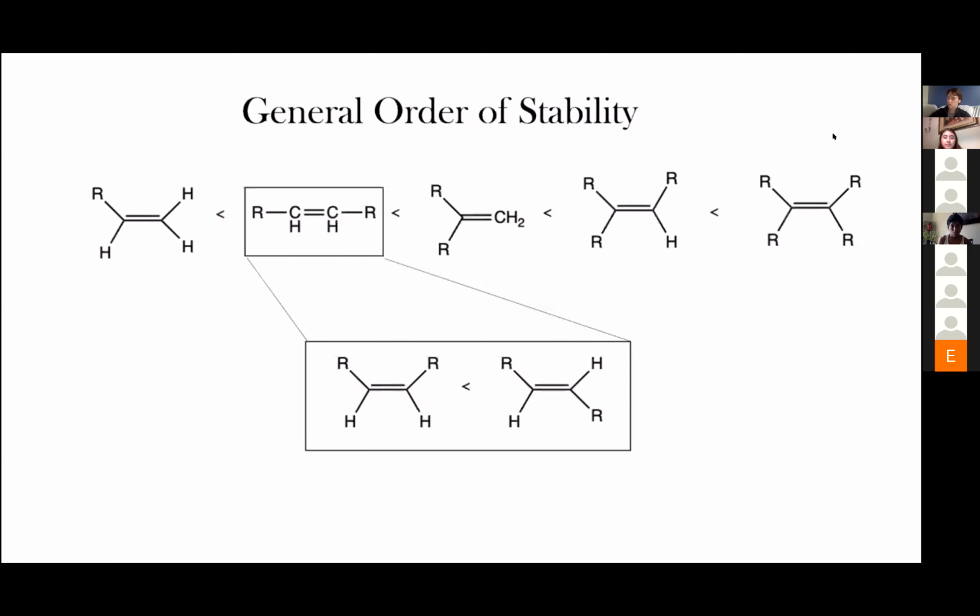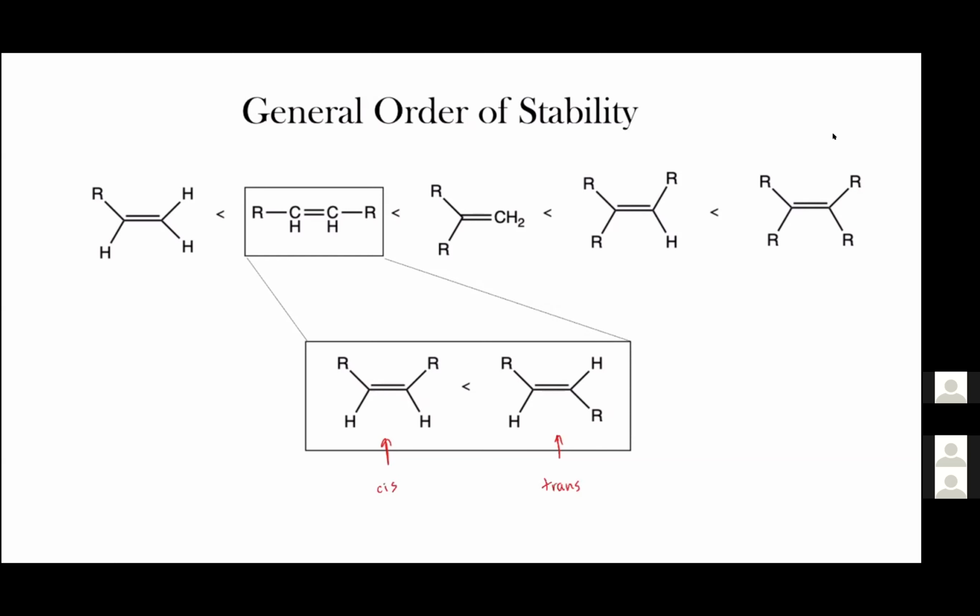Okay, so in this one right here, we have the R groups cis, and in this one right here, we have the R groups trans, and the trans molecule is going to be more stable than the cis molecule because when you have these groups cis, you have a greater likelihood that you'll have steric interactions that destabilize the molecule. So you have overlap of electron clouds, and that will lead to the destabilization of the molecule.